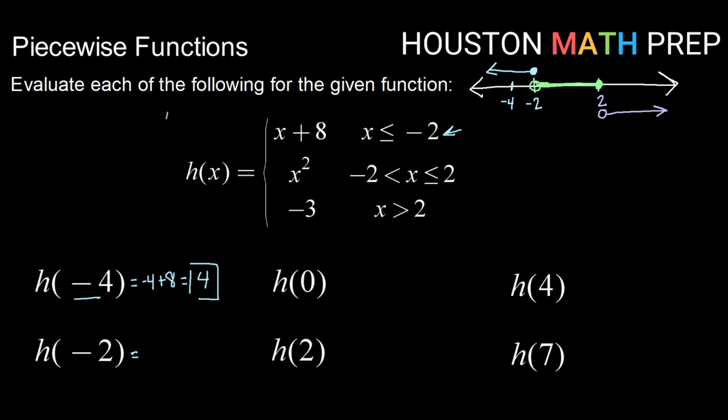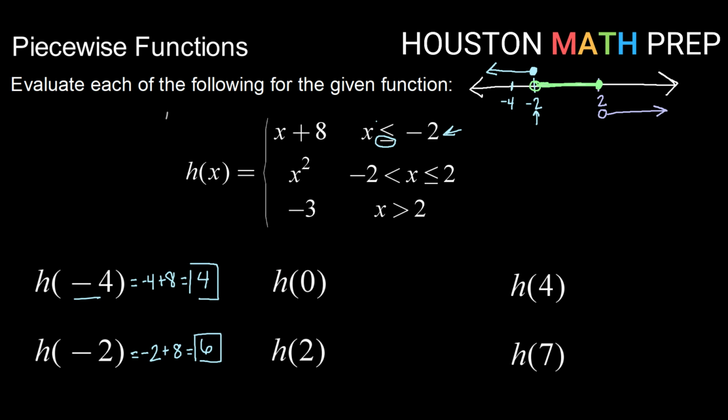h of -2. -2 is right here. It is actually one of my breaking points. So -2 is included by this equal to symbol, again, in my top piece. So I'm going to use x plus 8 here, replacing all my x's with -2. -2 plus 8 is 6. So h of -2 is 6.